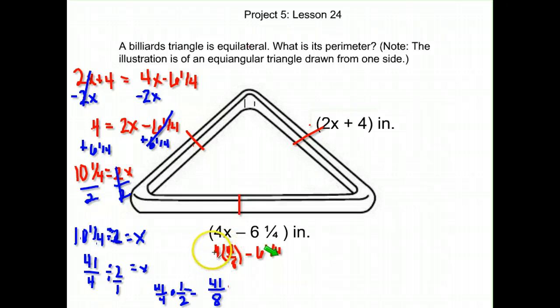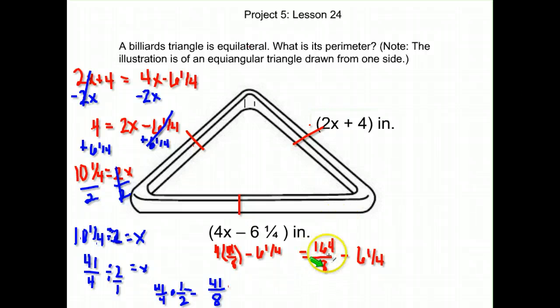What does that give me? Well, first I have to do 4 times 41/8. So again, you do the top times the top. 4 times 41 is 164/8, because that would have been 1 times 8 on the bottom, minus 6 1/4. Well, let's change our fraction here back into simpler form, since we have a fraction here that's not in simplest form.